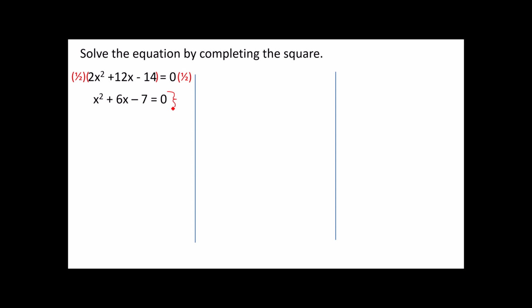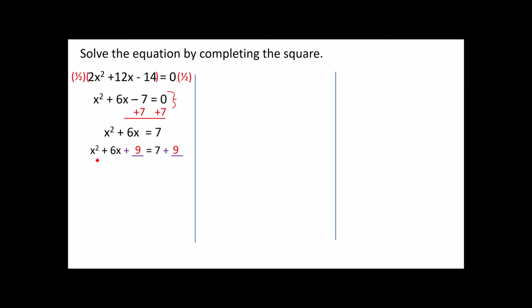I'm going to do this a little quicker than I've done before. I'm going to move the 7 out of the way because I don't want to deal with that. And then I'm going to ask myself, what can I add that will make this left side into a trinomial squares pattern? Well, 6 is 3 times 2 times x. 3 squared is 9. And so I'm going to add the 9 to both sides.